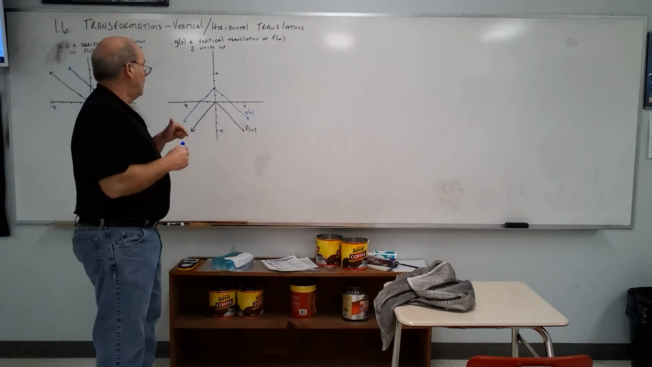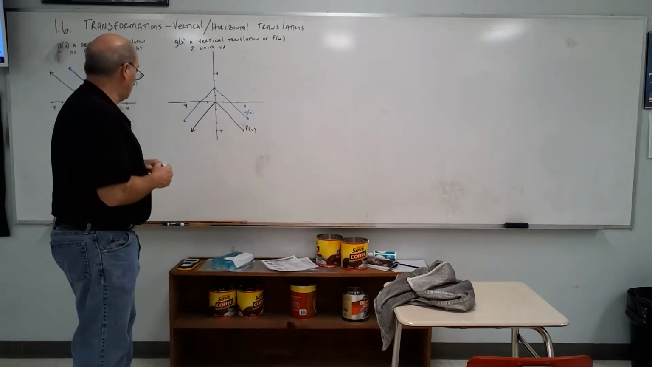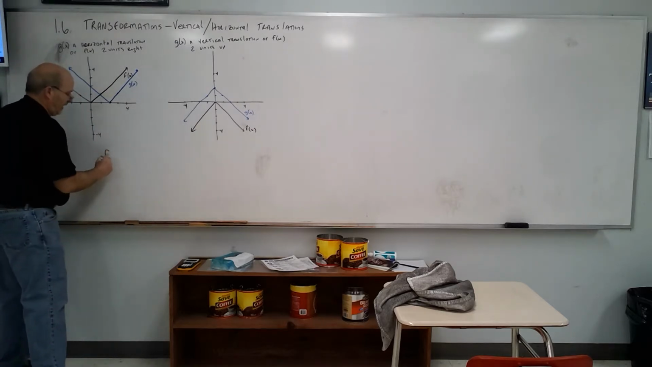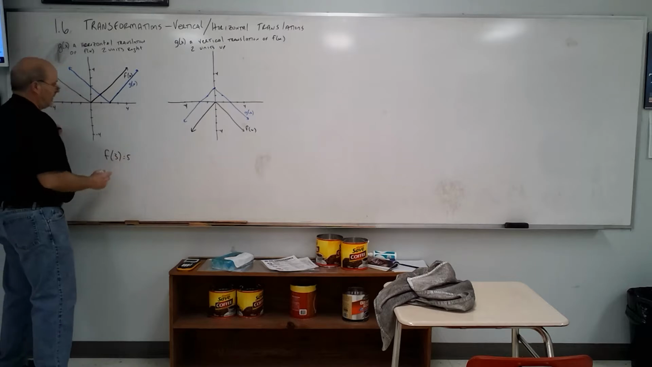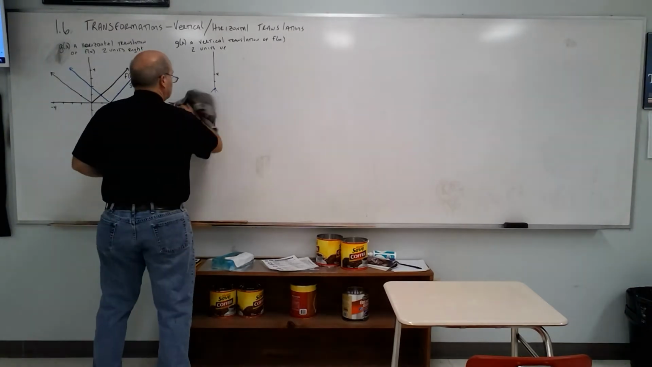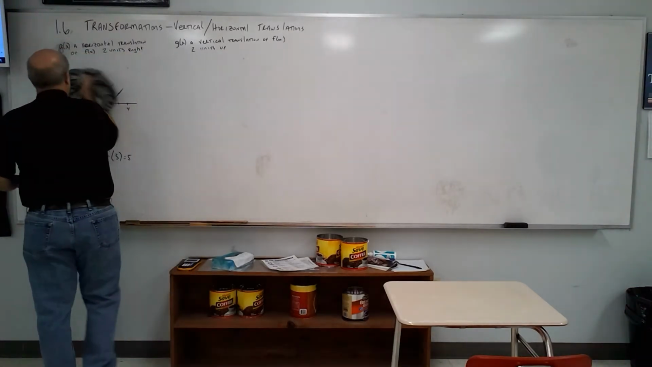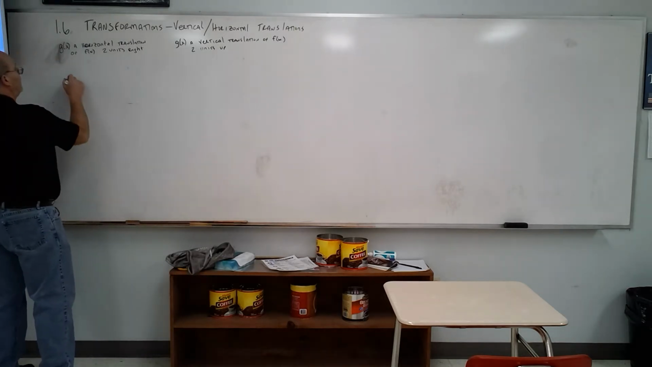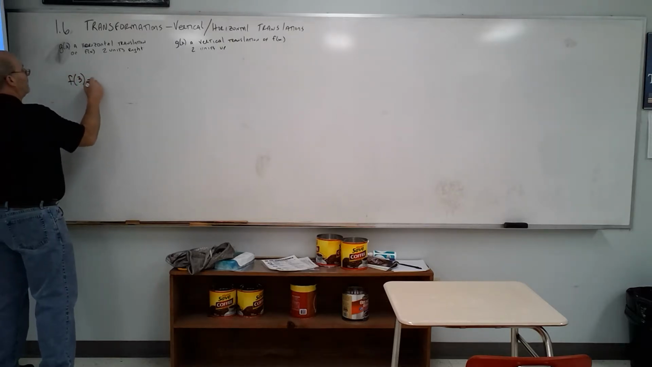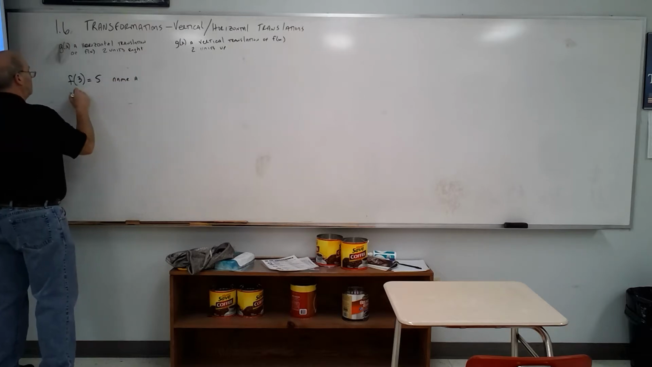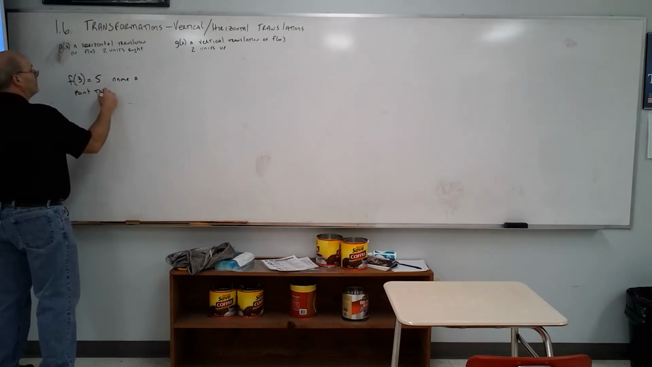So under these translations, every point on the curve moves. If I told you that there's a single point, you don't know what f of x is. But if I told you that f of 3 equals 5, it's not for this function. As a matter of fact, I'm going to erase this function. Let's say that I told you that f of 3 equals 5, and to find a point that must be on the graph of g of x.